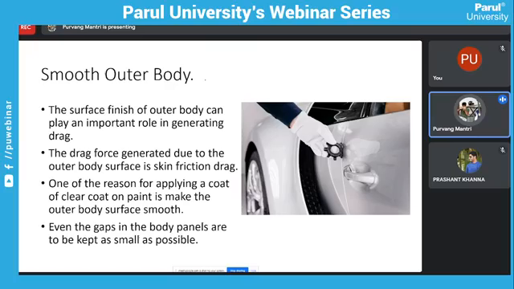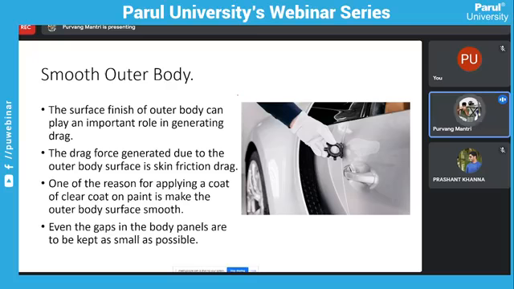So what we try to do here to smoothen the surface of the vehicle is, firstly we apply primer and paint coat, and on top of this paint coat we apply a clear coat. The clear coat, being the topmost, outermost layer of the vehicle, helps in smoothing out the surface of the vehicle. Simultaneously it protects the paint from any environmental effects. So what this paint and clear coat does is reduce the skin friction drag.